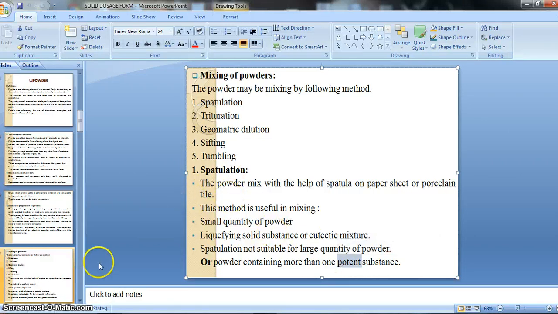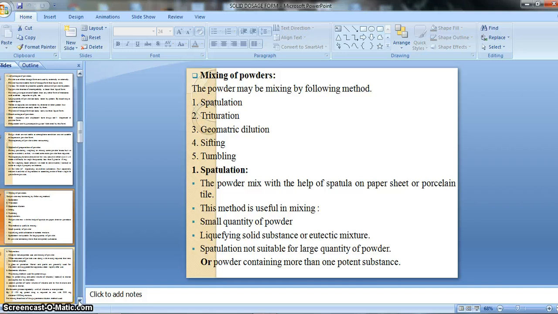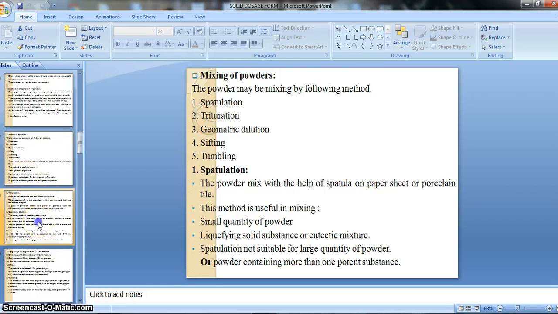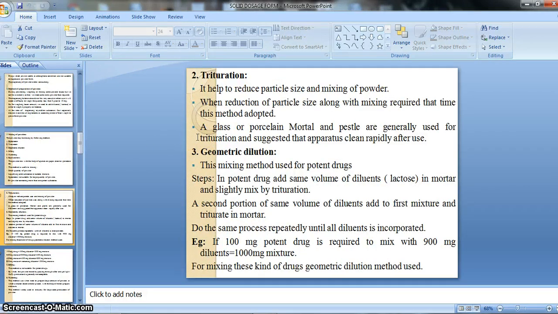So this is about spatulation. Then our second method of mixing for powder is trituration.